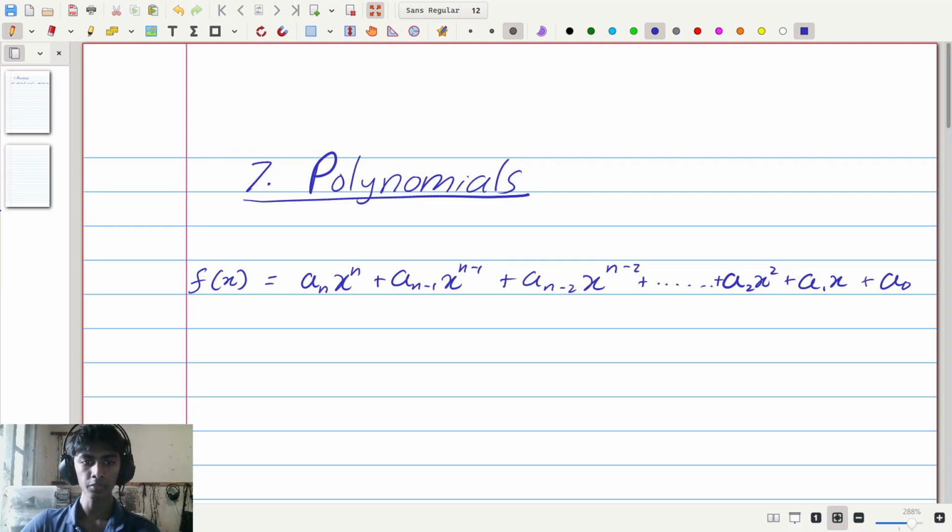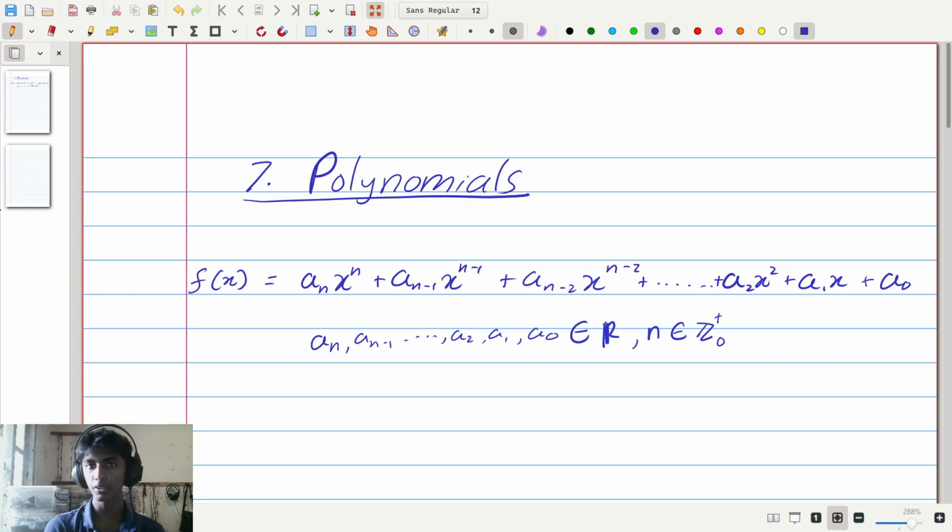In here, all the numbers a_n and a_(n-1) all the way down to a_2, a_1 and a_0, all of these numbers are real numbers. They are real constants, so they are elements of the real numbers and they are constants. And then all of these n's are integers, positive integers. So we need n to be an element of the positive integers inclusive of 0.